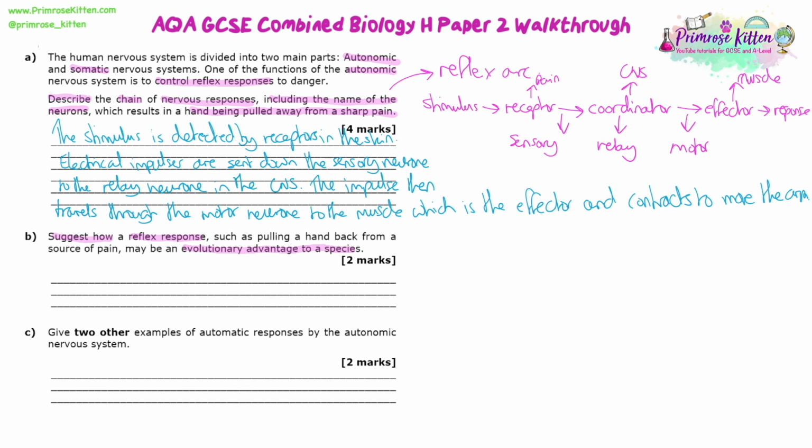Suggest how a reflex response, such as pulling hand back from a source of pain, might be an evolutionary advantage to a species. So why are reflex actions important for survival? Because an evolutionary advantage allows you to survive and therefore reproduce. So we need to be able to say that they are fast, because that's why they're important. They're very rapid, and that allows protection from harm or damage. So it protects the body from harm or damage when it happens, and that means that you're more likely to survive, less likely to suffer injury or death, and so you're more likely to survive and reproduce, and therefore that's why it's an evolutionary advantage.